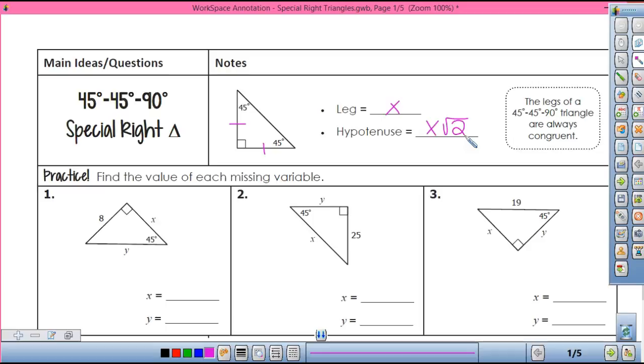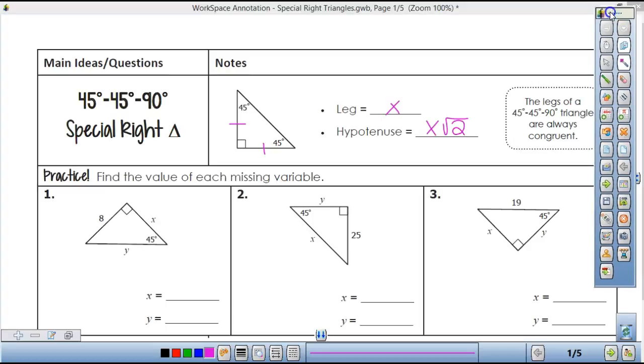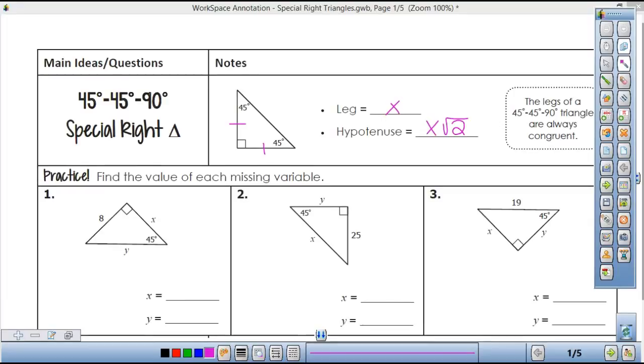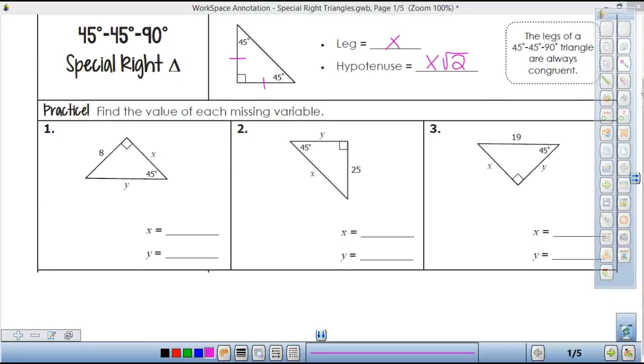So if we look down here at number 1. If one leg is 8, what's the other leg? 8, so x is going to be 8. My hypotenuse would be what? 8 times the square root of 2. And you're leaving it like that. You're not punching it into your calculator and getting a big long decimal. That's why on Friday we simplified radicals, right? Because there's going to be some where you're going to have to simplify.